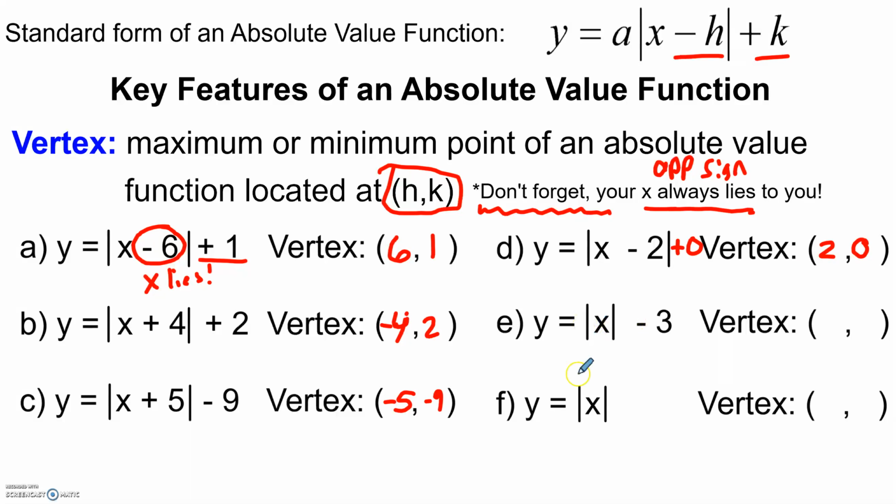Same thing here with E and F. It's like I have x plus 0 on the inside. Because if there's x all by itself, we know that the standard form says x minus h. So we're going to have that plus 0. So my x values on both of these are going to be 0. And this one is negative 3. And this one also is like it's plus 0. So that's how we get 0 over here. So there's how you find the vertex from a function for absolute value.